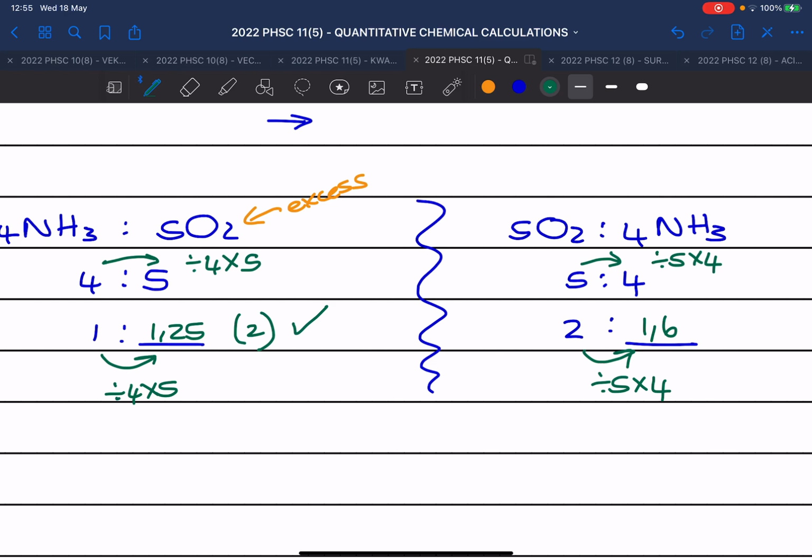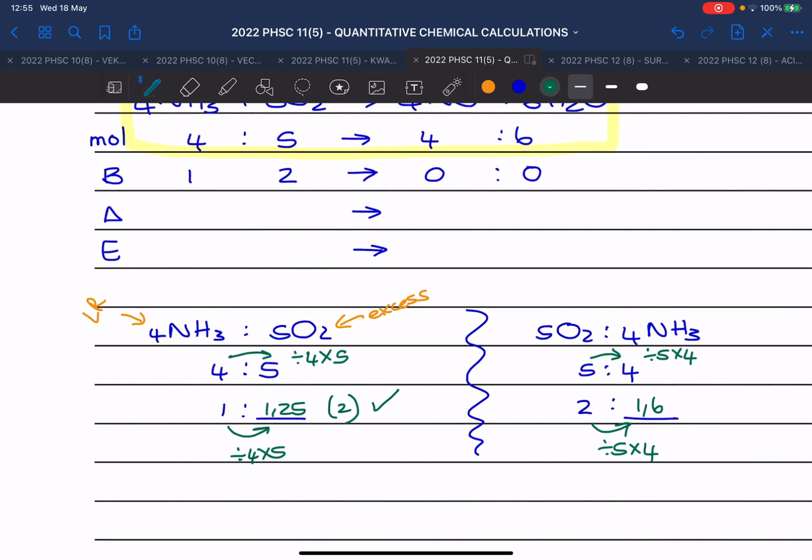$1.6. So now you go check. If I use all of the 2, how much of that will I need? I will need 1.6. How much do I have? 1. So I only have 1. Is that enough? No. So if that's not enough, it means it's my limiting reagent and the other one is in excess. So we prove the same thing twice. Right.